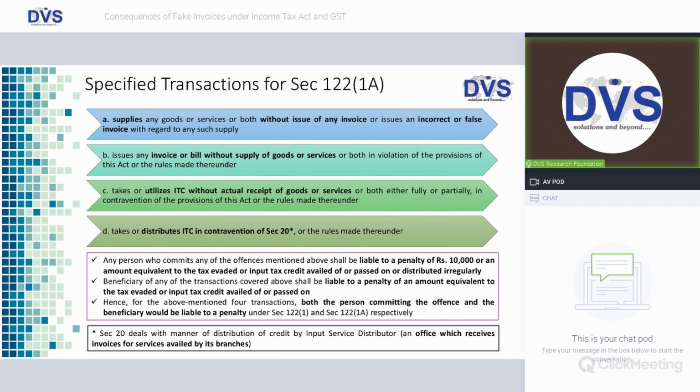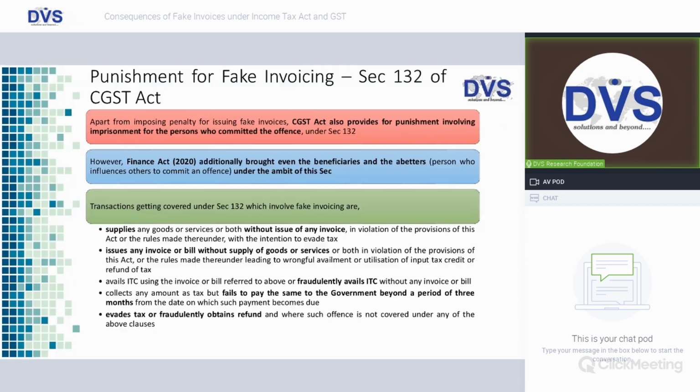Hence, for the above-mentioned four transactions, both the person committing the offense and the beneficiary will be liable to pay a penalty. Again, under section 122(1), the person who is doing the offense pays an amount equivalent to the tax evaded. Under section 122(1)(a), the person who has received the benefit of such a fraudulent transaction would be liable for paying the penalty.